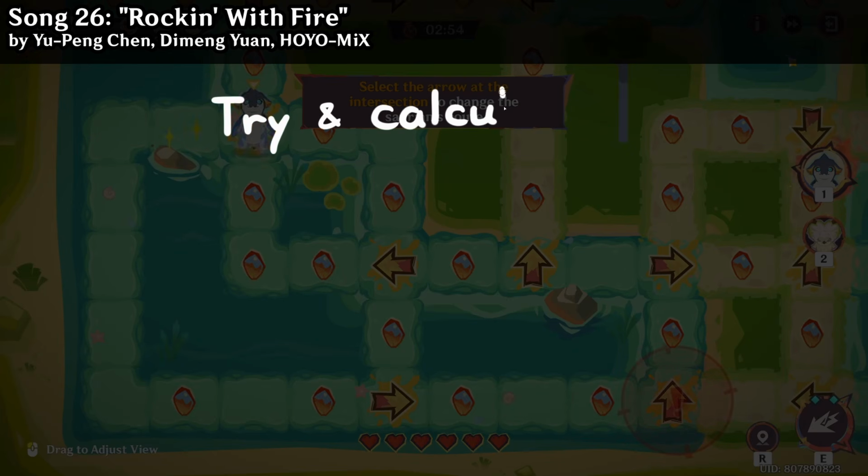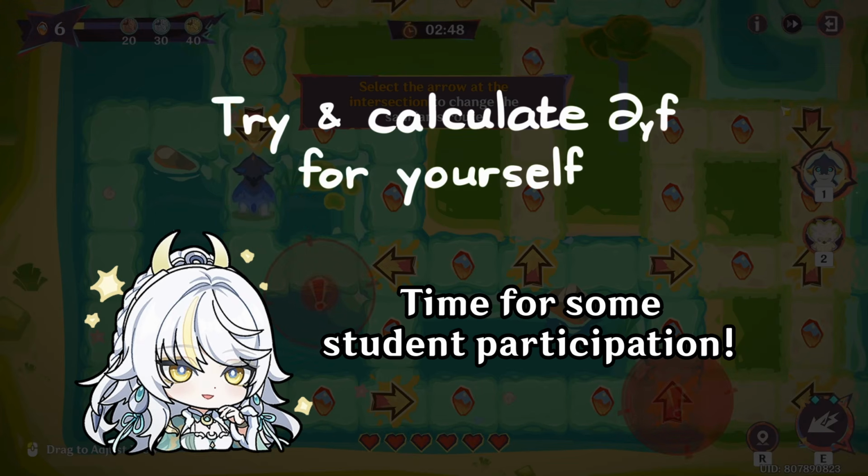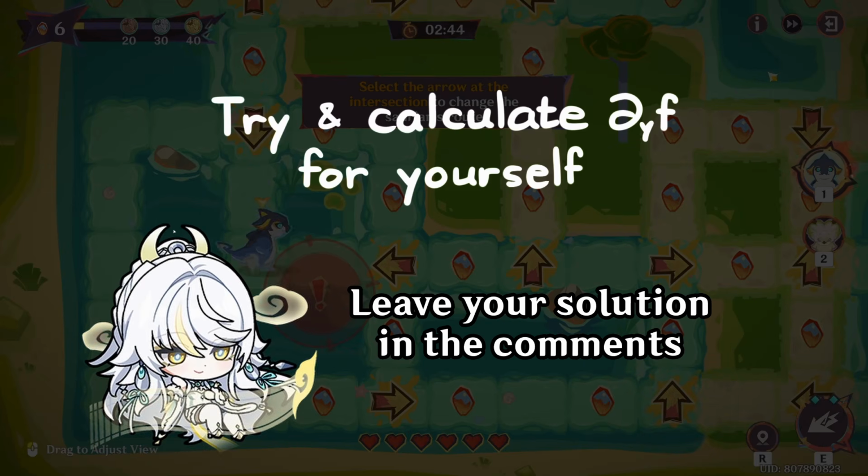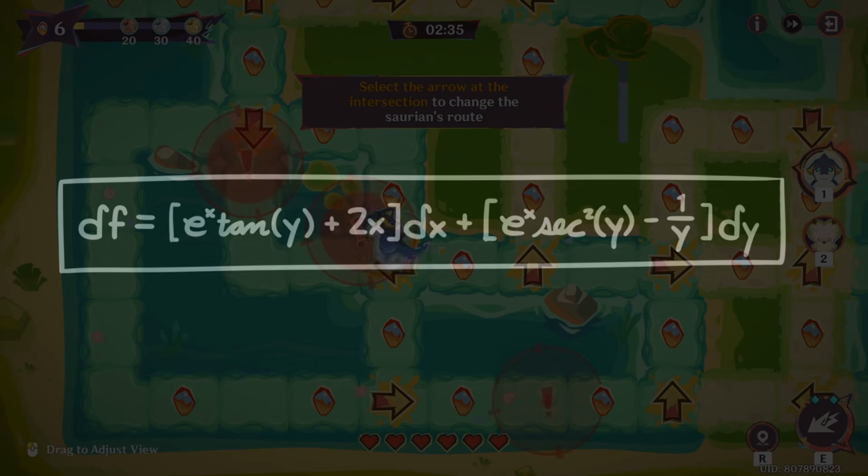For some student participation, you guys try calculating partial y of f and df on your own. Feel free to leave your solution in the comments. And by the way, this is the final answer for those who want to check their work.